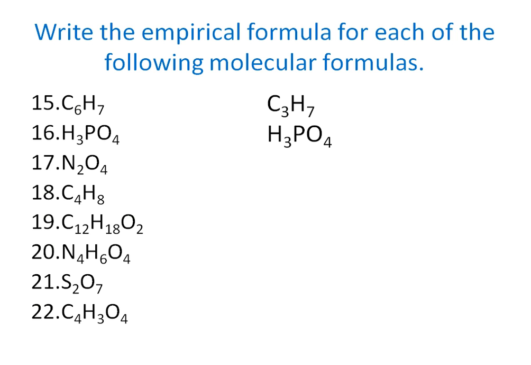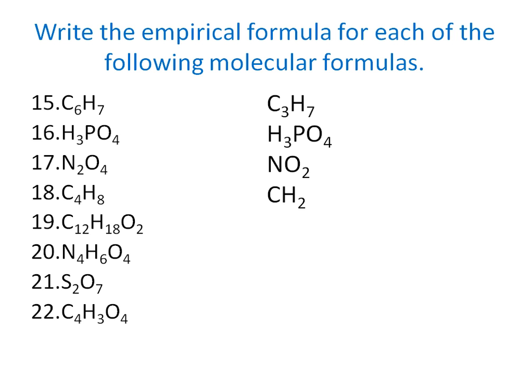16. H3PO4 would give us H3PO4. It is already in its empirical formula. N2O4 would give us NO2. You divide the subscripts by 2. C4H8, you divide the subscripts by 4, which is the greatest common factor, to get CH2.